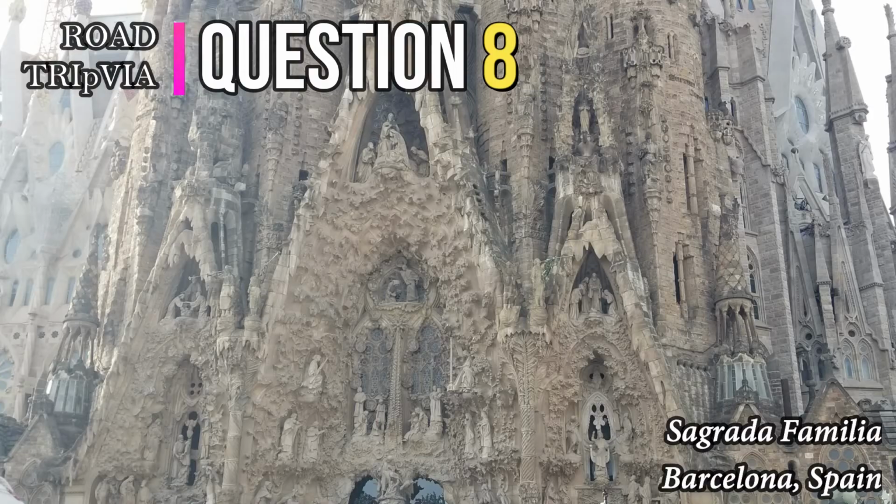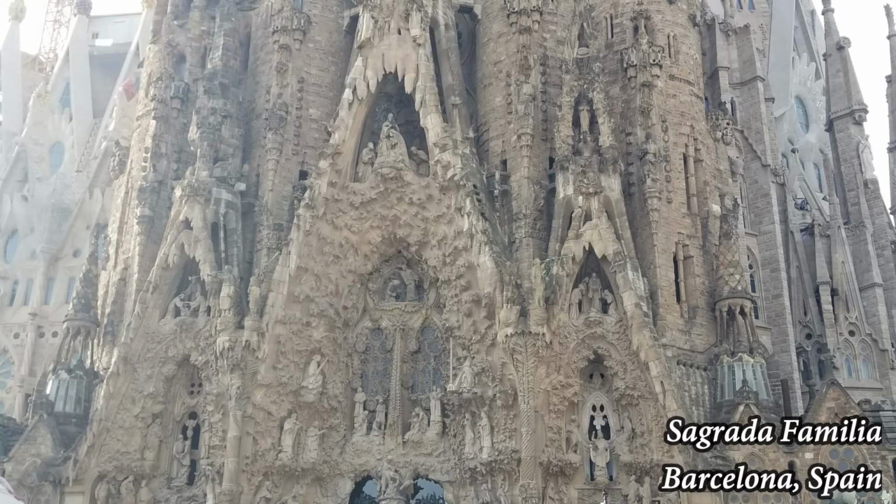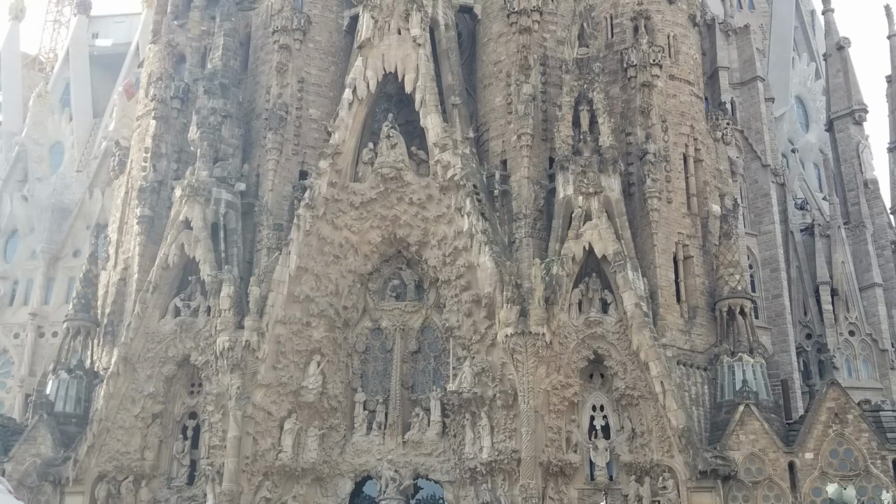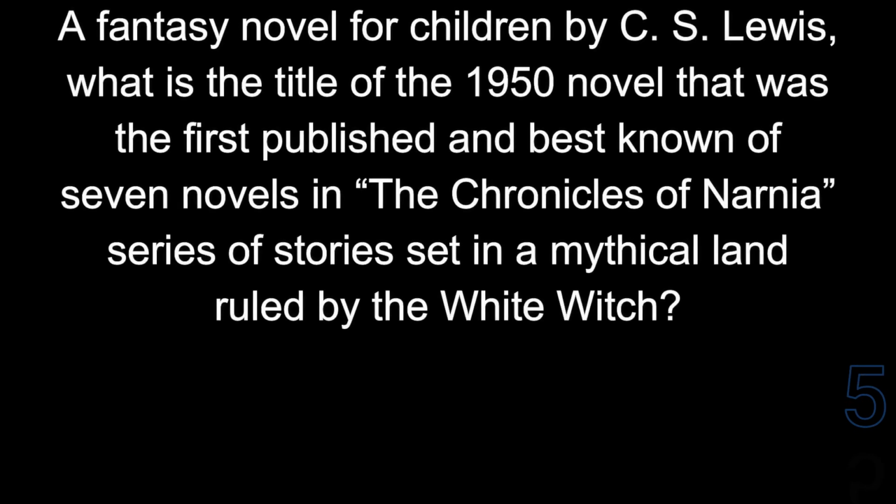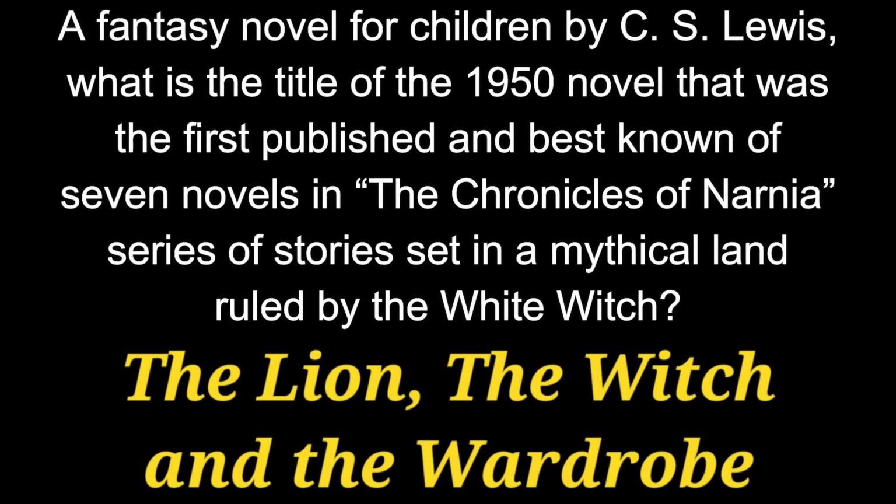Question 8. A fantasy novel for children by C.S. Lewis. What is the title of the 1950 novel that was the first published and best known of 7 novels in the Chronicles of Narnia series of stories set in a mythical land ruled by the White Witch? The answer is The Lion, the Witch, and the Wardrobe.